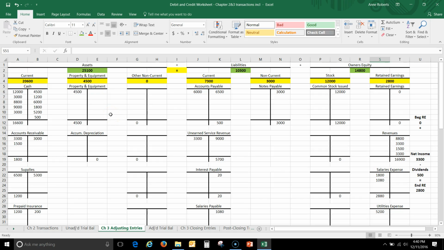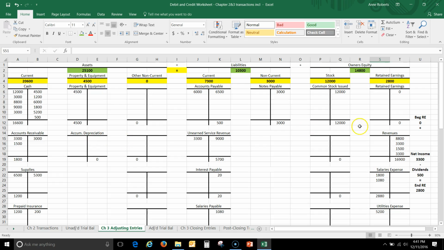Most people think of depreciation as the actual loss in market value of an asset. Now, in accounting, we do not use or define depreciation that way. Depreciation is essentially the allocation of the cost of an asset over a long period of time. So in this particular case, every month we're going to record $125 worth of depreciation.